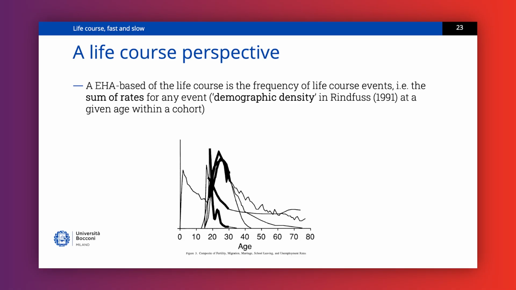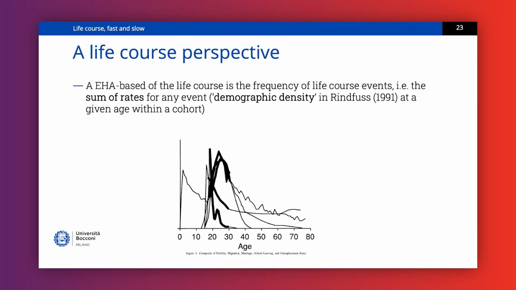In event history analysis, you can have what I will use here, very simple measures. These measures are inspired by a keynote to the Population Association of America of Ron Rindfuss, 1991. Ron Rindfuss in 1991 basically depicted some rates over age for fertility, migration, marriage, leaving school, and unemployment. And basically, his idea was, it's clear to all of us that the most dense period in life is between the ages of 15 and 40. Okay? Make sense? All the rest is slower.